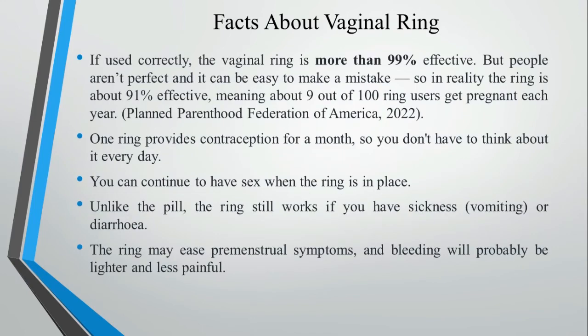Some facts about the vaginal ring include: if used correctly, the vaginal ring is more than 99% effective. But people aren't perfect and it can be easy to make a mistake. So in reality, the ring is about 91% effective, meaning that about 9 out of 100 ring users get pregnant each year. One ring provides contraception for a month, so you don't have to think about it every day. You can also continue to have sex when the ring is in place. Unlike the birth control pill, the ring still works if you have sickness like vomiting or diarrhea. The ring may ease menstrual symptoms, and bleeding will probably be lighter and less painful.